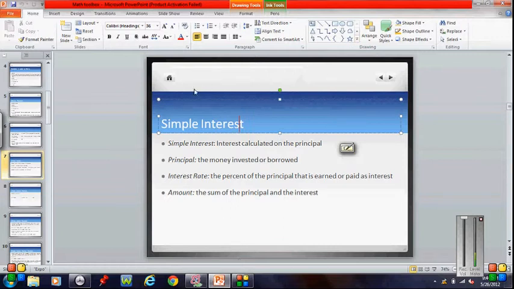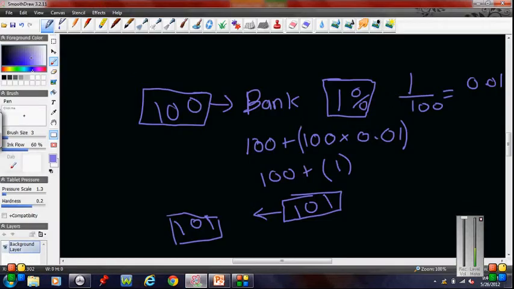All right, so now let's look at the formula. Before I show you the formula, I think we can just derive the formula from the example that we did here, right? So in this case, we had the principal. Let's say principal is equal to P.